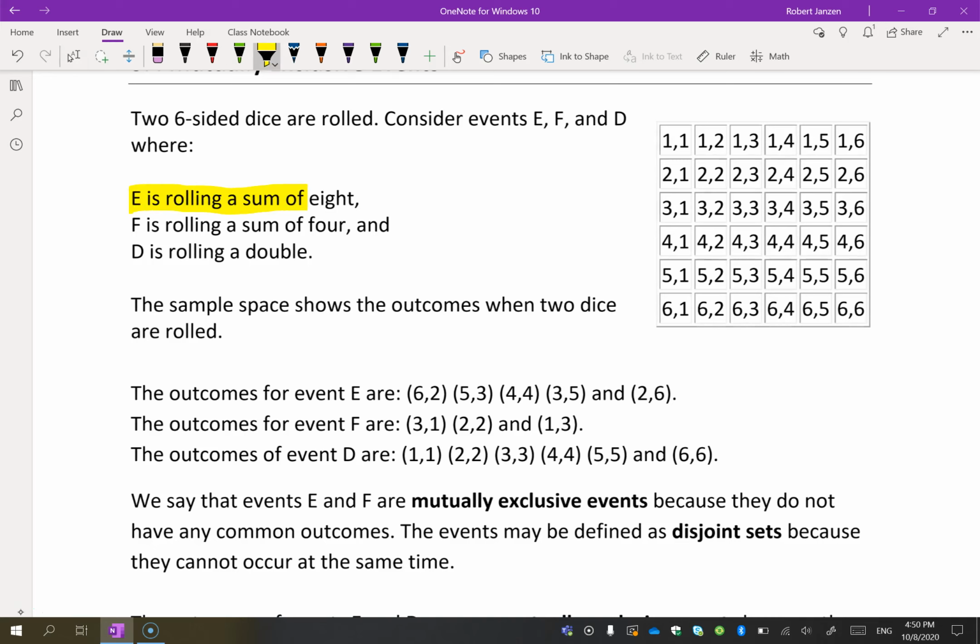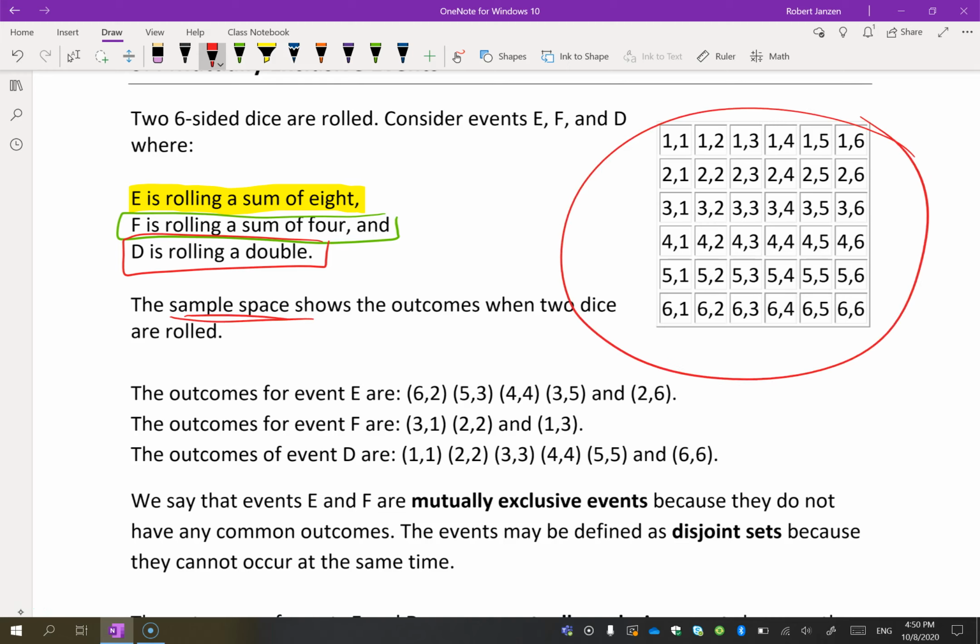Event E is rolling a sum of 8. Event F is rolling a sum of 4. And D is rolling a double. Okay, and so I've given a sample space here. This is the sample space. That's all of the different outcomes when you have two dice.